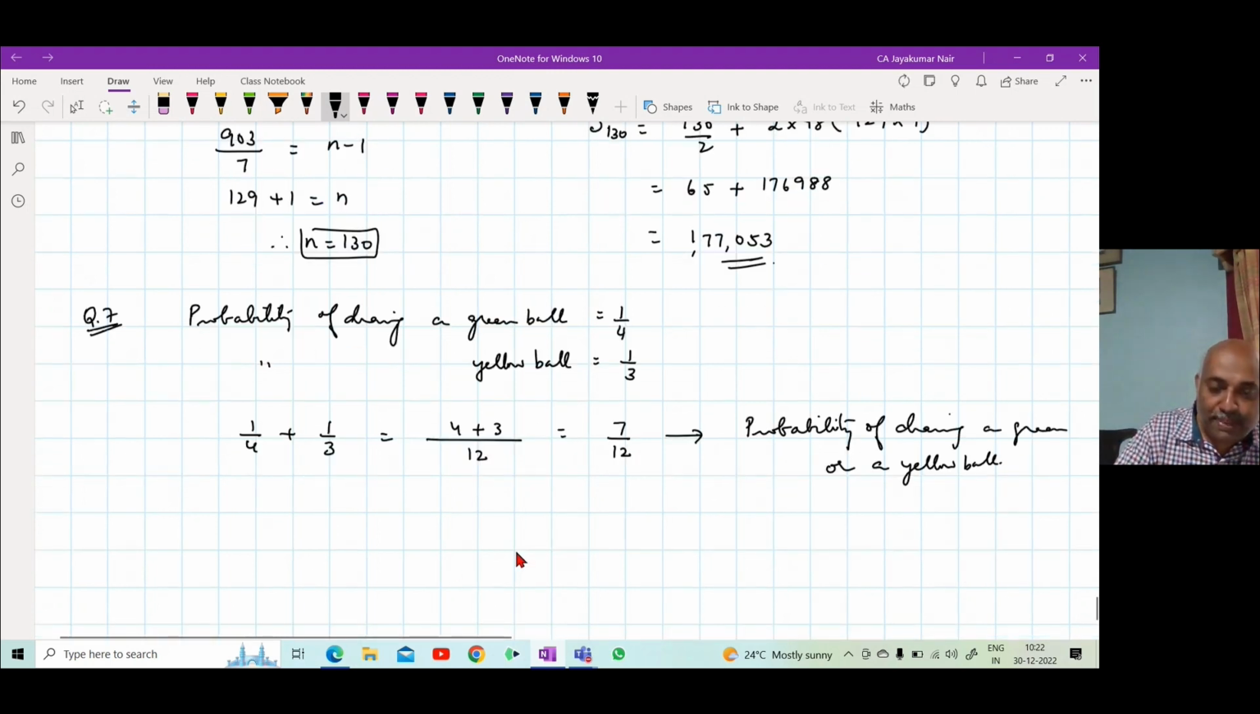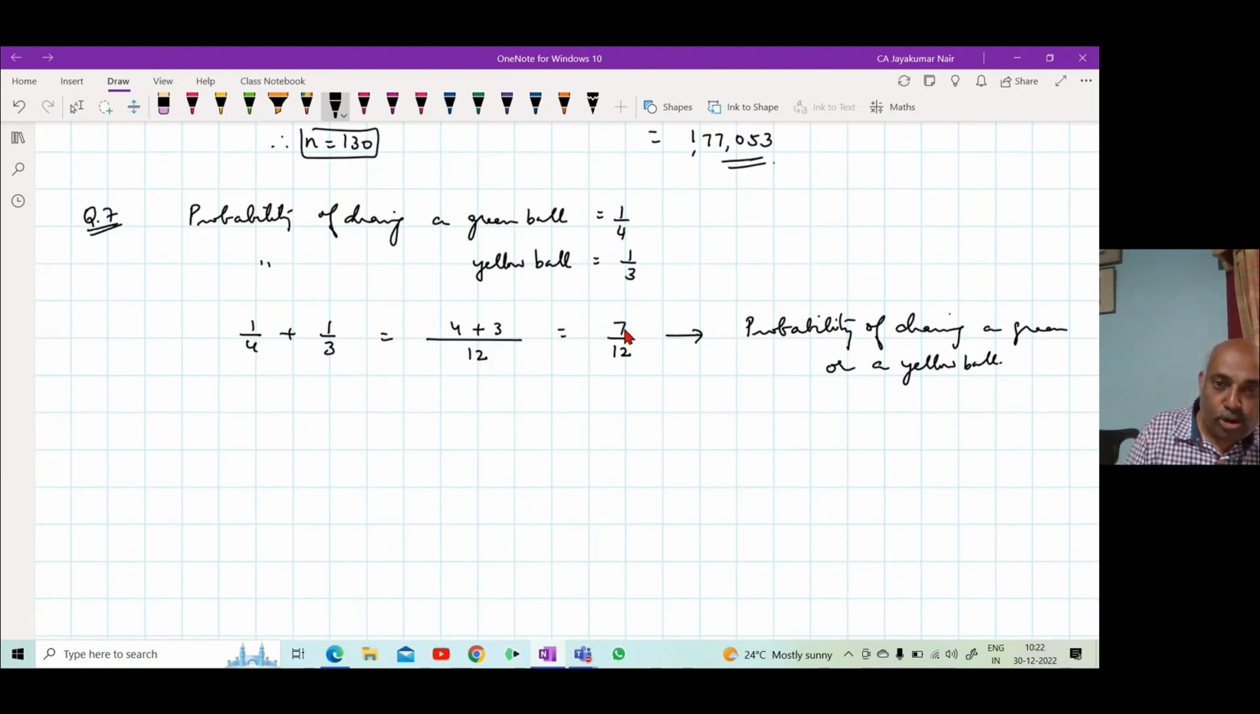Now what is the probability of drawing a white ball? Out of 12, 7 is the probability of drawing green and yellow, so the remaining will be 5. So I can write here: probability of drawing a white ball is 5 out of 12.